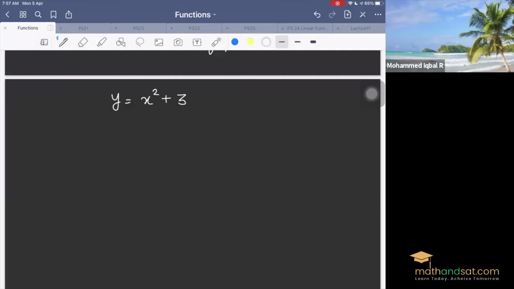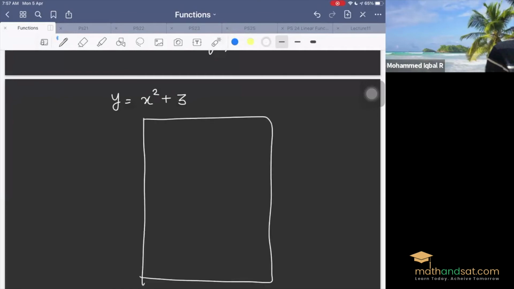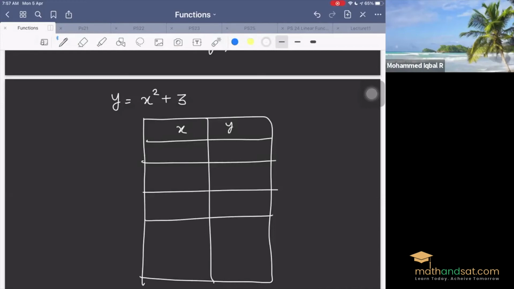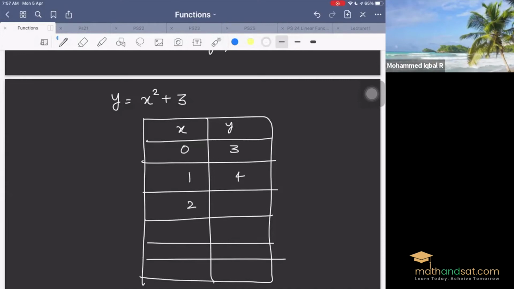Let's try to create some input-output tables. So if I have x values and y values here, let's write some values here. For 0, it is 3. For 1, it is 4. For 2, it is 7. For 3, it is 12. For 4, it's 19. For 5, it's 28.